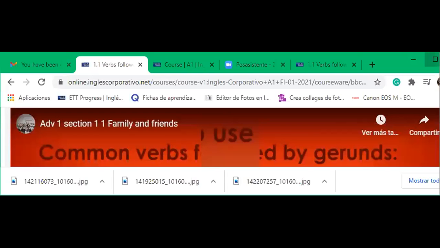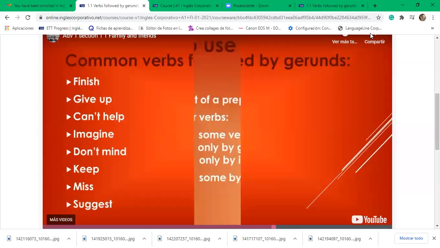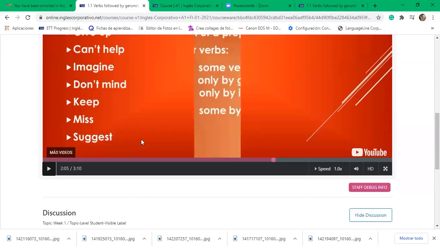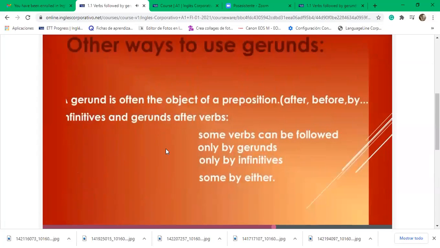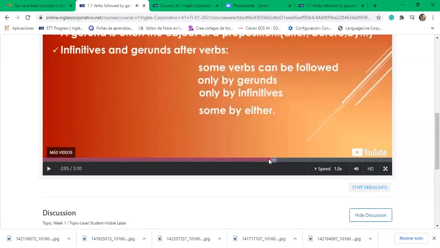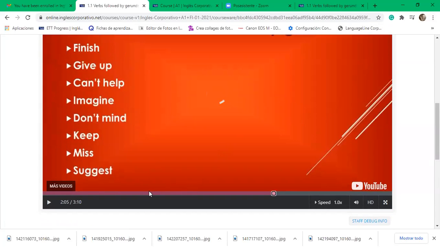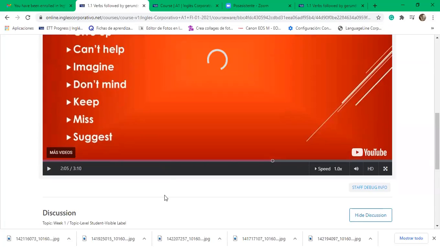All right, now let's see. We're clear, I think. So we have, I can't help, imagine, don't mind. The ways to use gerund. Imagine using a gerund. Let me see. Ricardo. Can you imagine going to a Rio de Janeiro beach? Alone with unlimited money.